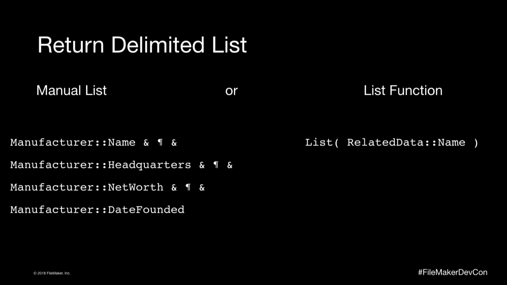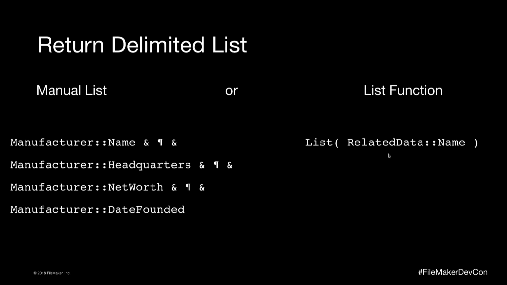All right, so let's start from the top, return delimited list. Essentially what you're doing here is you're manually creating a list in your script parameter. So you pass in some data, and then you ampersand, pilcrow, ampersand, and then you pass in some more data, and then you repeat the same thing. And we're just creating a list.